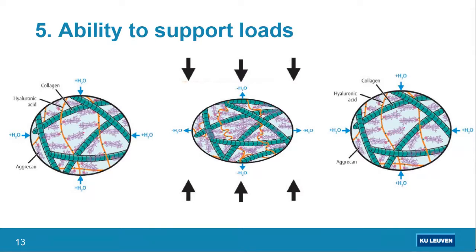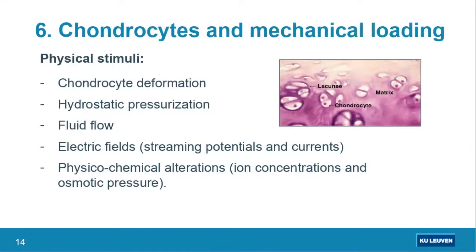Okay, so this is what happens at the level of the extracellular matrix with the collagen and the aggregate. But if you remember well, in articular cartilage, we also have the cells. So we also have the chondrocytes. And when physical stimuli are applied to articular cartilage, the chondrocytes are going to deform. And also in the matrix there are going to be changes in the hydrostatic pressure, in the fluid flow, the ion concentrations, etc. So here I have a question for you.